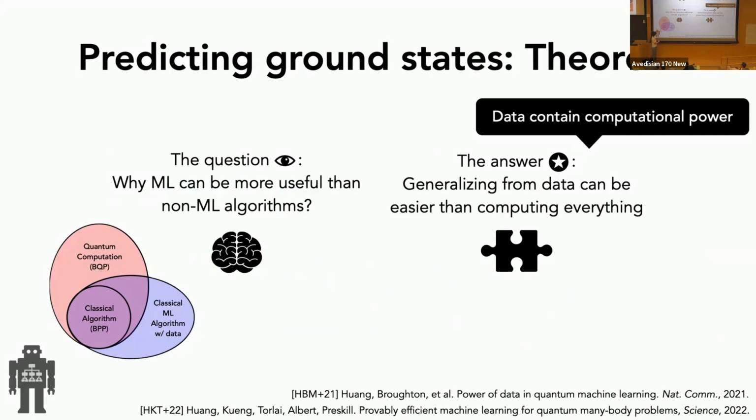But now we have this other strange class, this blue class, corresponding to classical ML algorithms that get access to a training set. And one could show that if the training set is arbitrarily powerful, then it can actually go even outside of BQP. However, if one assumed that the data just come from quantum experiments, then this blue circle will be, again, within BQP.